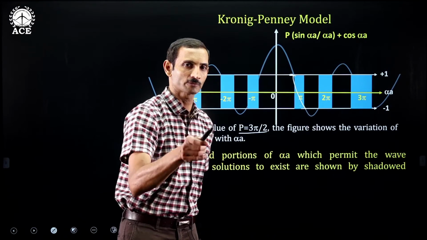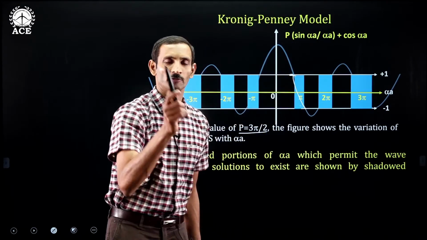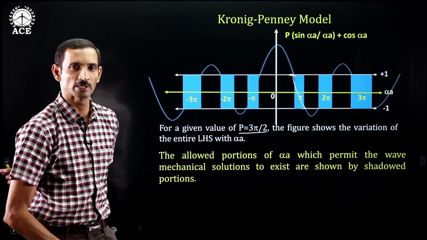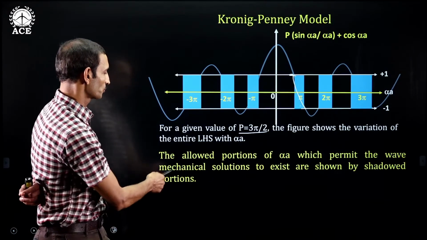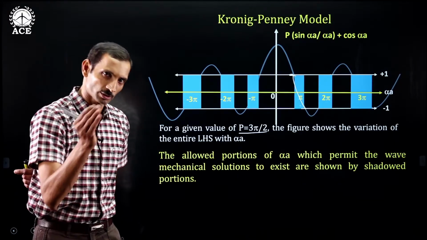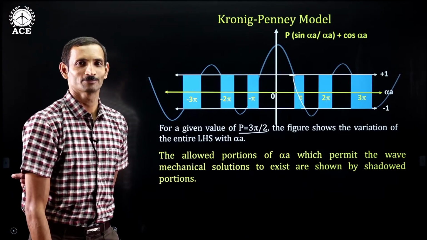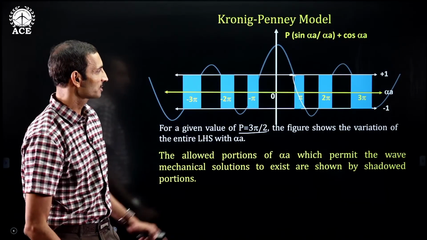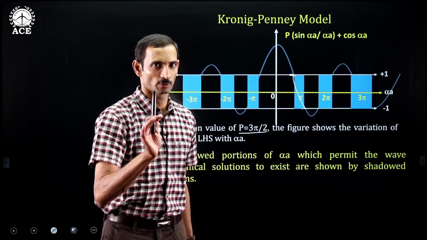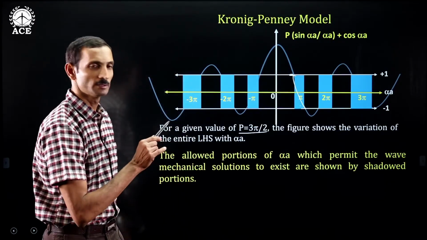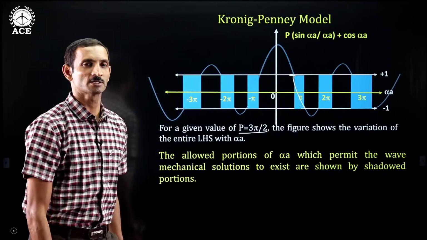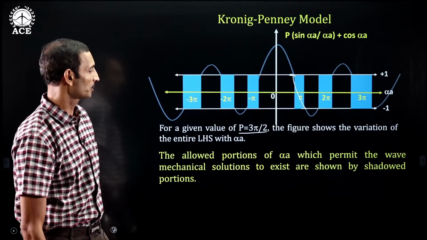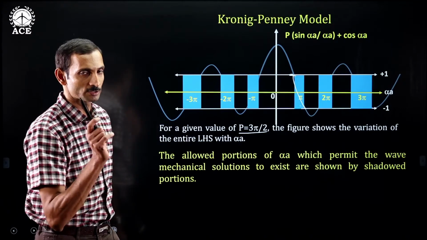If it is remaining between +1 and -1, our equation is valid. If our equation is valid, our Schrodinger equations are valid. That is what this means. Wave mechanical solutions means the solutions of the Schrodinger wave equation are existing. Only these portions can make that existence of Schrodinger equations possible. So this is about the energy bands, the allowed values of alpha A.